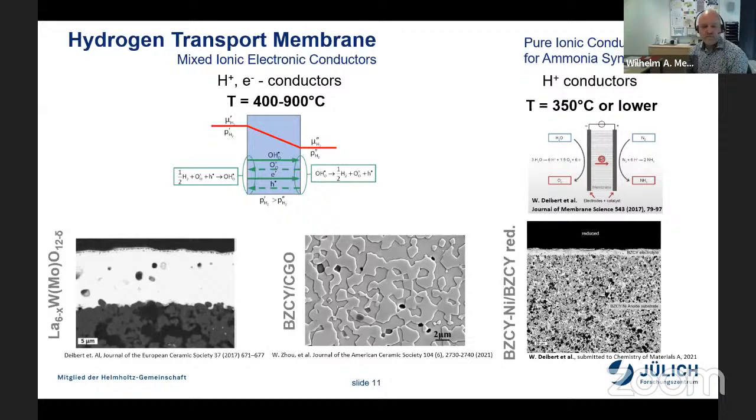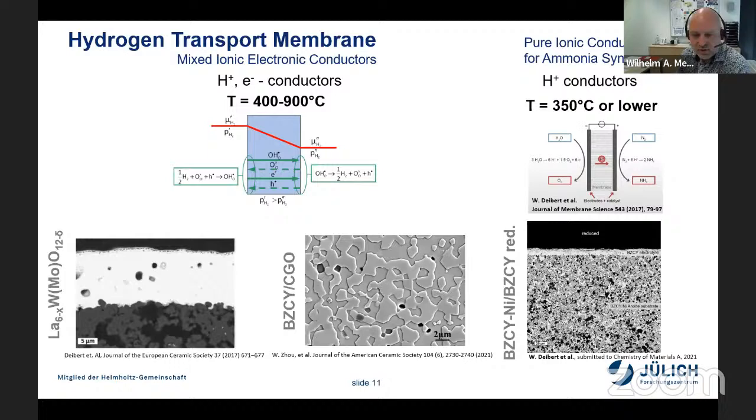So here you see, in principle, the microstructure of a so-called hydrogen transport membrane, that's the ionic conductor. On the left side, for example, lanthanum tungstate substituted with molybdenum. At high temperatures, we have here a mixed conducting property. That means we have proton conduction and also electron conduction. And this hydrogen transport membrane has always also oxygen conduction. And you have to take care here that you have the partial pressure in the right direction. Otherwise, you produce water and not pure hydrogen.